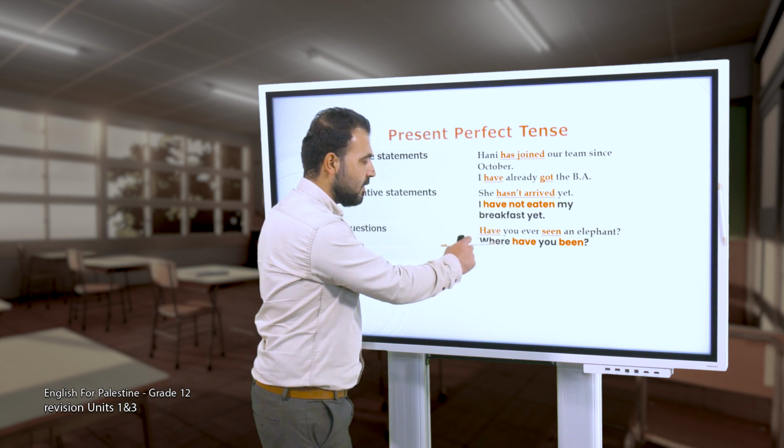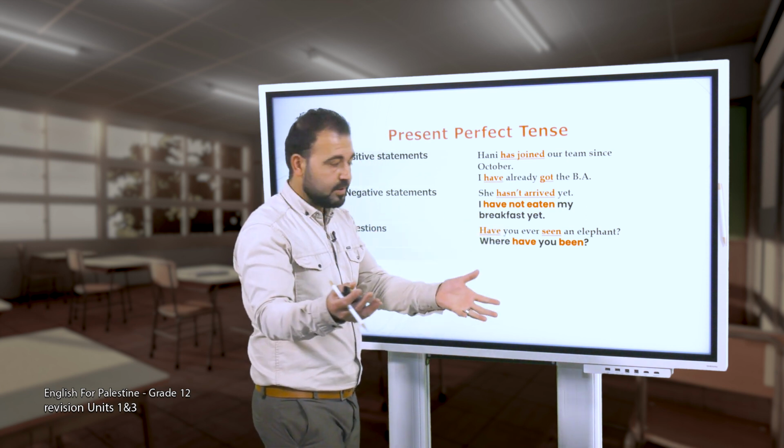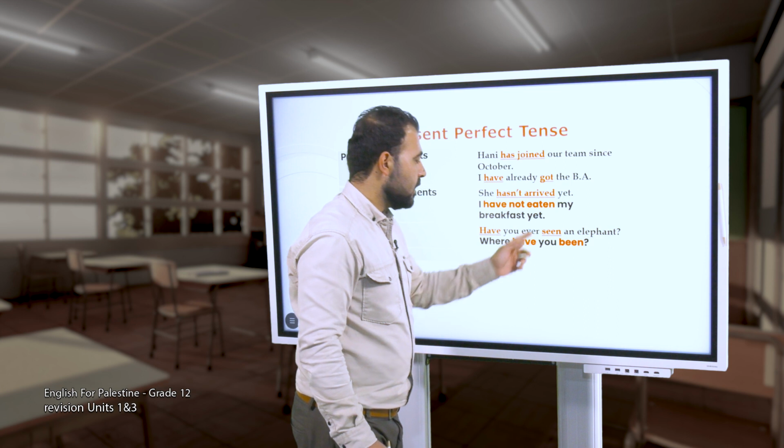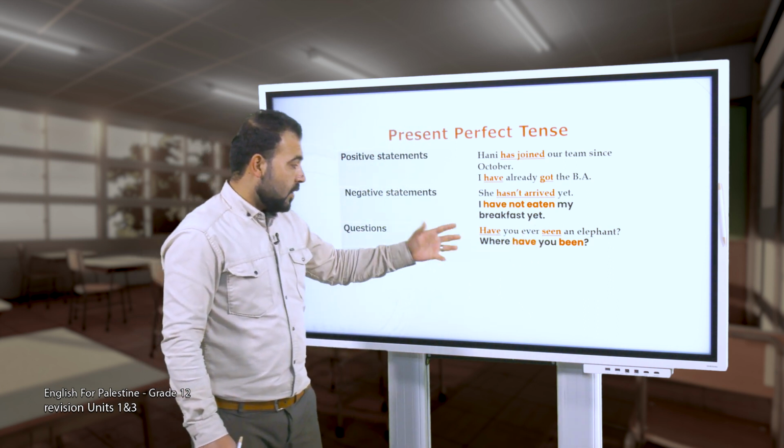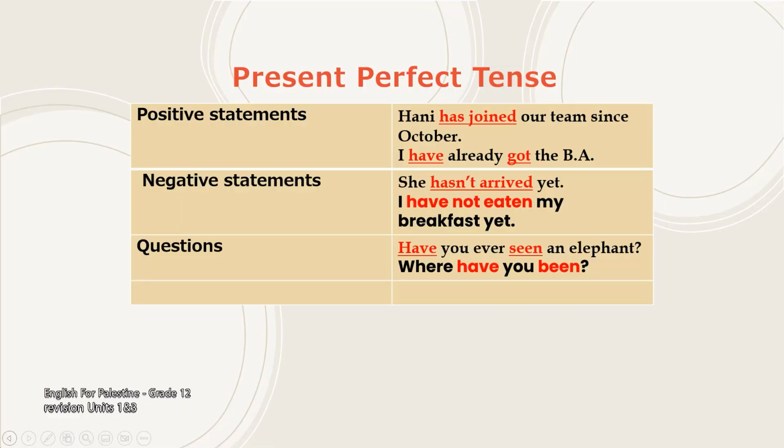I started with have because I am asking a plural, and the verb see is used in the past participle form seen. In the WH question, where have you been? Where plus has or have plus the subject and finally the verb in the past participle form.